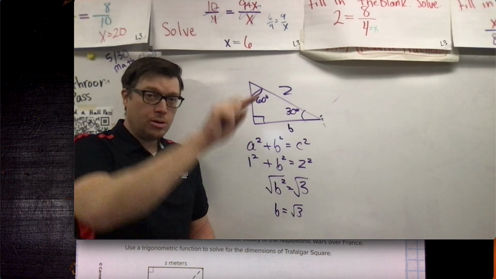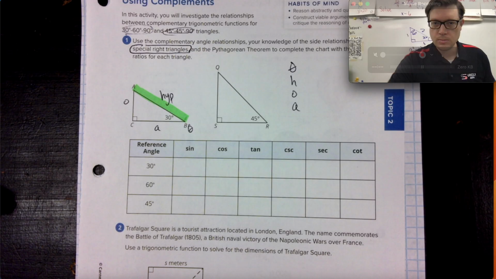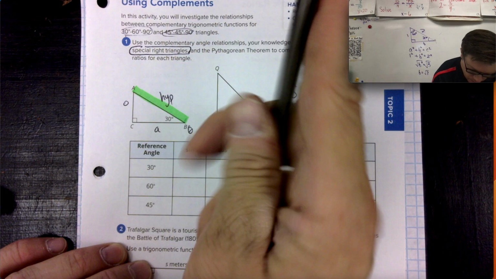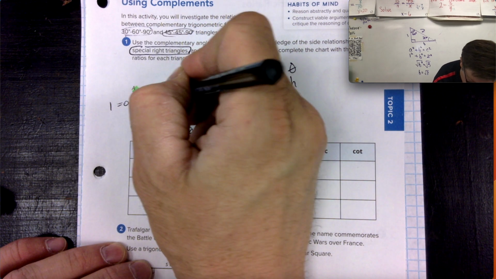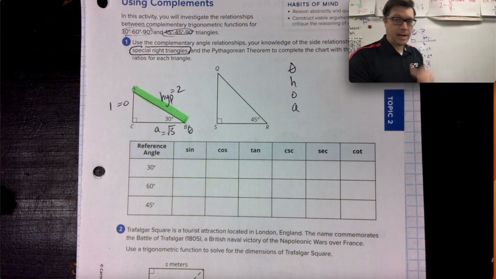Take this, put it on your paper. So 1, 2, square root 3. Let's go back.